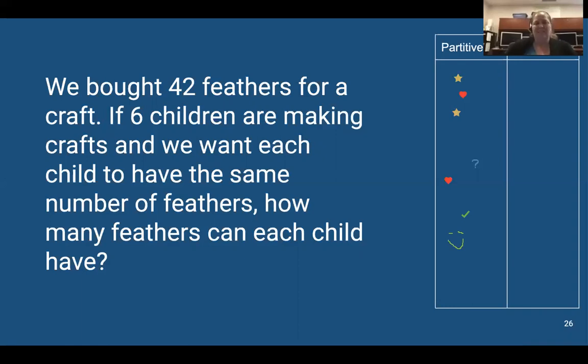Yes. So that's exactly what you guys are definitely picking this up much more quickly than many folks. So knowing that second number, that's telling me how many children. So that's the groups, and I just don't know how many feathers each of those children is going to get.